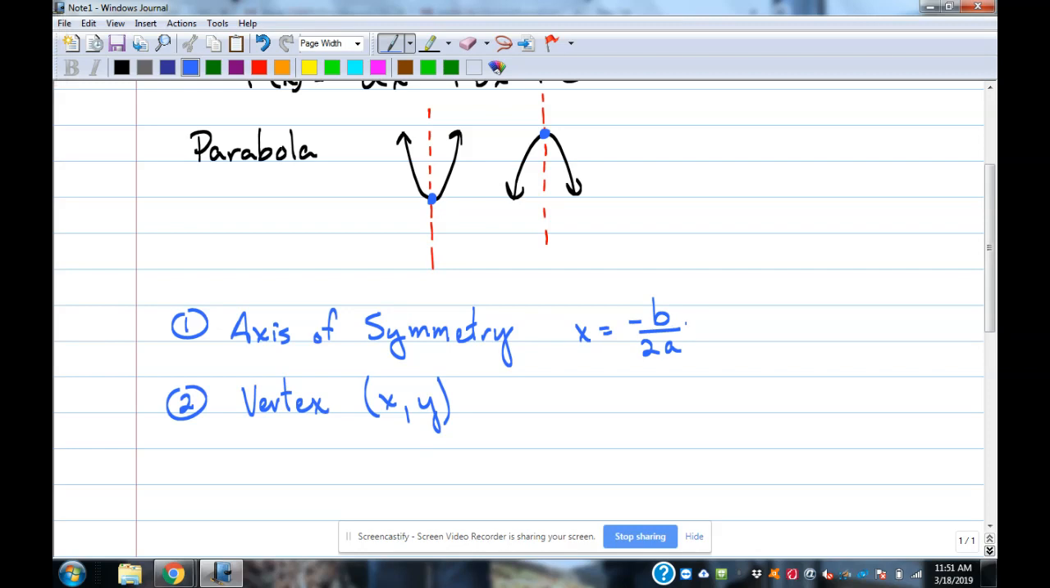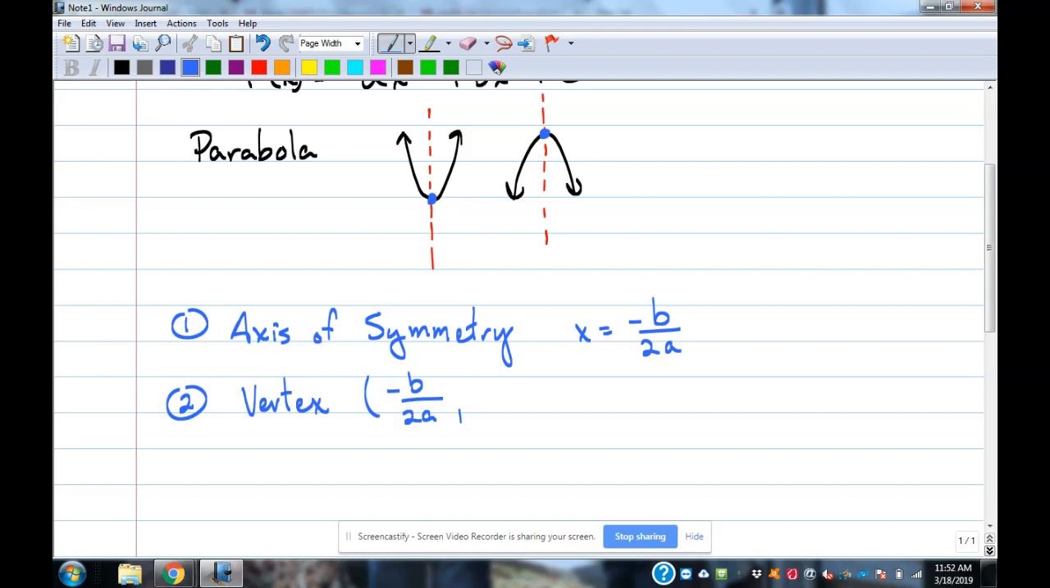B is always in front of what? B is always in front of x. A is always in front of x squared. So those two numbers there. Now the vertex is this ordered pair. It's that point that I've drawn as the blue dot right there. The x value of the vertex is always going to line up with the x value of the axis of symmetry. So the x value of the vertex is going to be negative b over 2a. So if we can find the axis of symmetry, we get half of the vertex for free. So it's all interrelated.